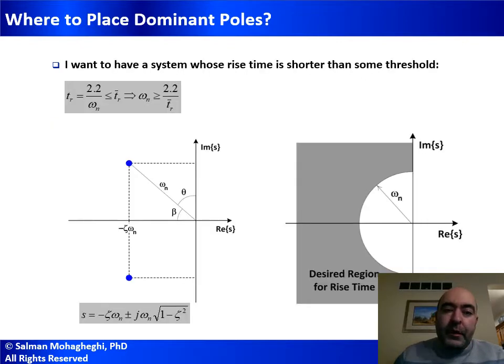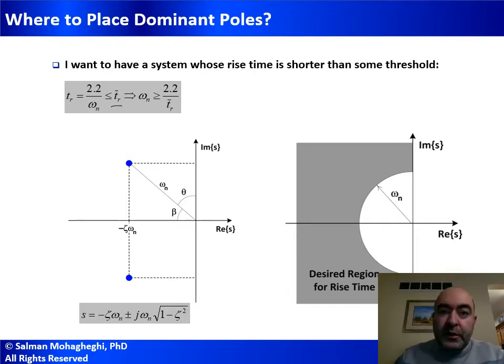Now, let's say I have a system and I want its rise time to be shorter than some particular threshold. Let's call that threshold TR bar. So rise time is going to be 2.2 divided by omega n. And if I want this value to be less than TR bar, that means omega n for that pole has to be greater than 2.2 divided by TR bar.